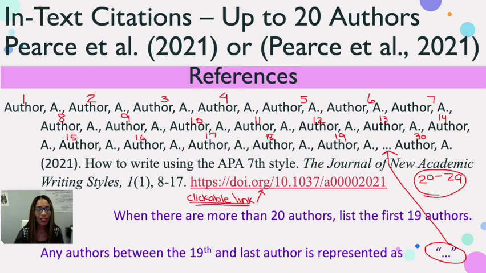And the same thing applies in referencing: make sure you put in the year, the title, the journal, page numbers, volume, issue, and the clickable DOI. Again, note, when there are more than 20 authors, list the first 19 authors. Okay? And then any authors between the 19th and the last author, which is going to be the 30th author, are represented with the ellipsis. So that's going to be between 19 and 30. You list the 30th one, and then you go ahead and continue with your citation.